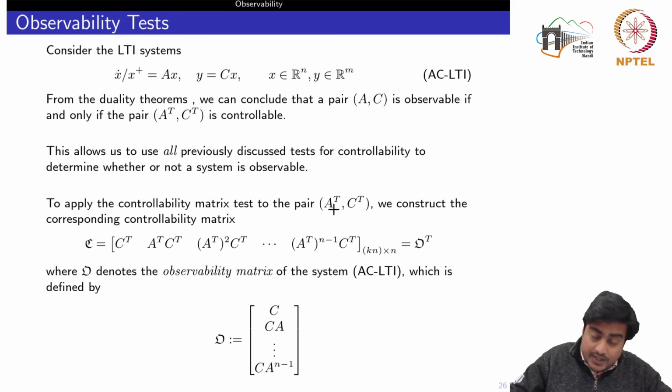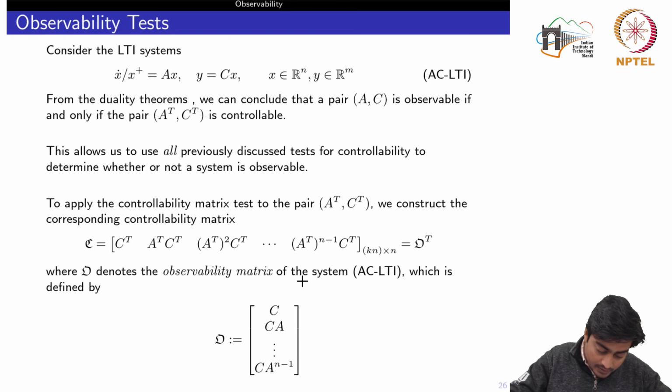So on this pair A transpose, C transpose, if I compute the controllability matrix, this would be given by this one, of dimension kn cross n. Now I can define this matrix as the transpose of the observability matrix, where my observability matrix is given by this one.